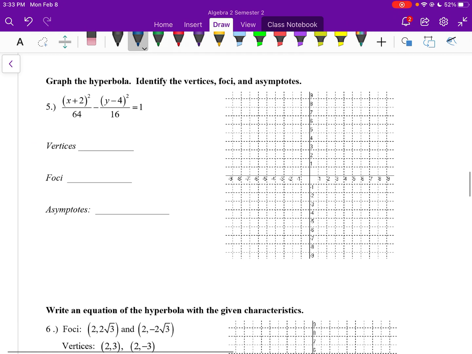All right, so graphing a hyperbola now. We're going to figure out our center, which is negative 2, 4. So center of negative 2, 4. And we're going to use that same idea we used with ellipses. Under x is 64, so we're going to go left and right 8. Up and down 4.